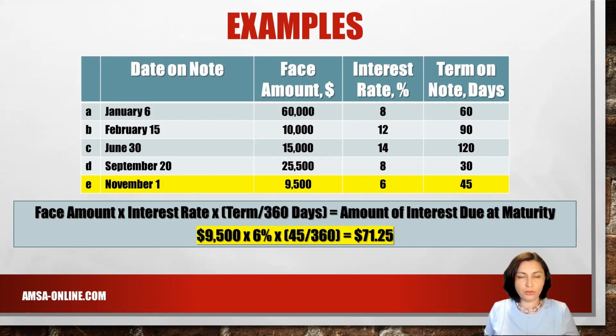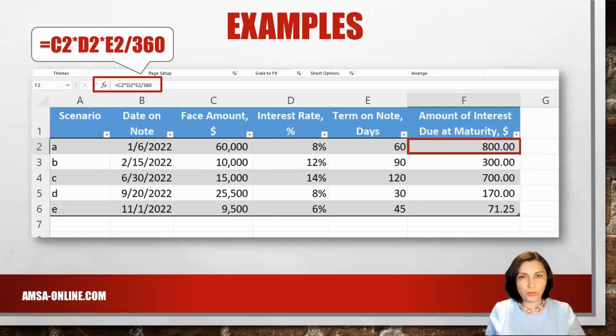In a similar manner, for situation E, we complete the interest calculation on the note by taking the product of the face amount of $9,500, the interest rate of 6%, and the fraction of 45 days divided by 360 days to arrive at an interest amount at maturity of $71.25.